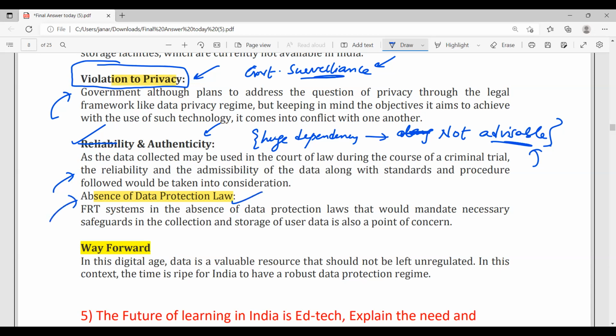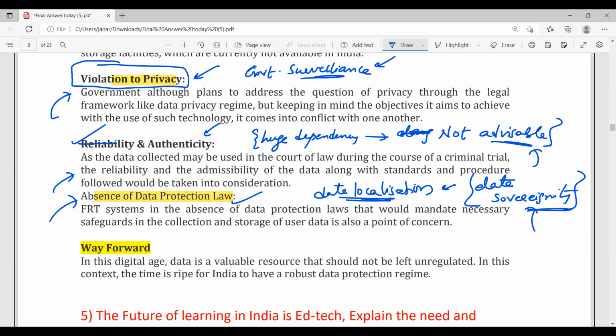Absence of a data protection law. Another thing which can be in the news is that we don't have data localization. Data localization means the servers of Google and Facebook, which are taking our data, are not located here. Servers are located somewhere we can't control, and the companies are not registered here. So it is a kind of data sovereignty. Our citizens' data should be here. We are a sovereign country, but do we have data sovereignty? That is also another important theme which can be looked at.